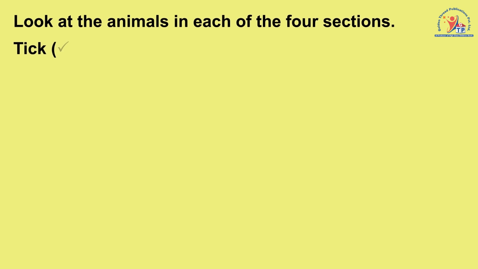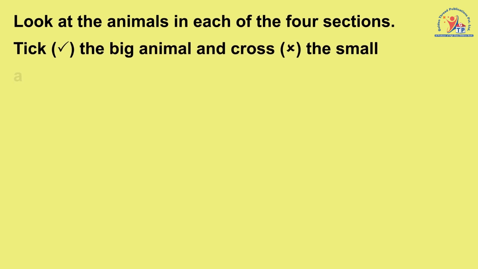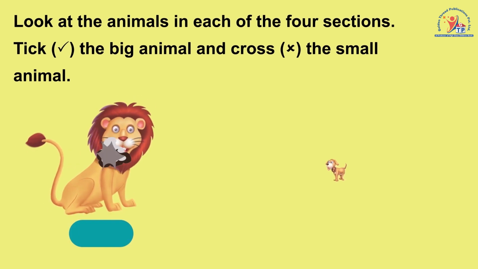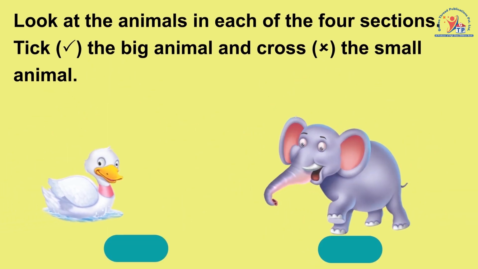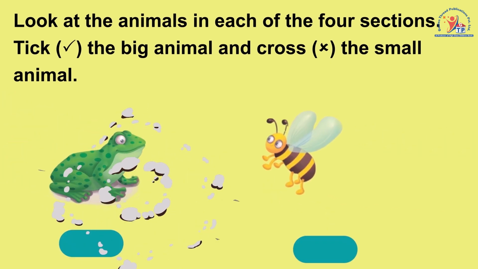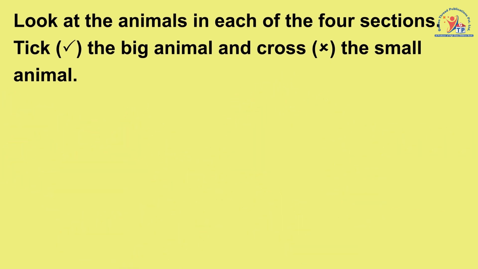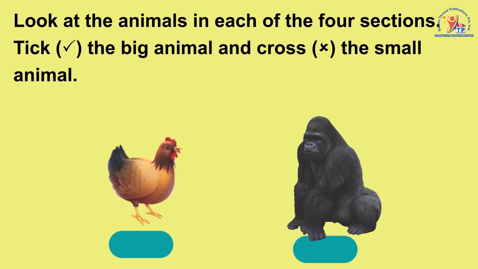Look at the animals in each of the four sections. Take the big animal and cross the small animal. Lion, dog, elephant or duck, frog or bee, gorilla or hen.